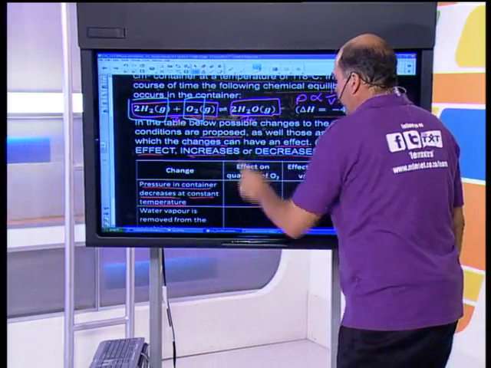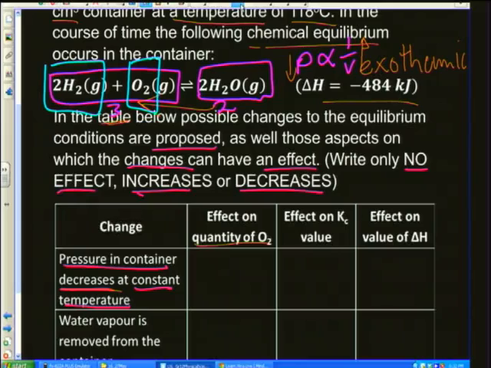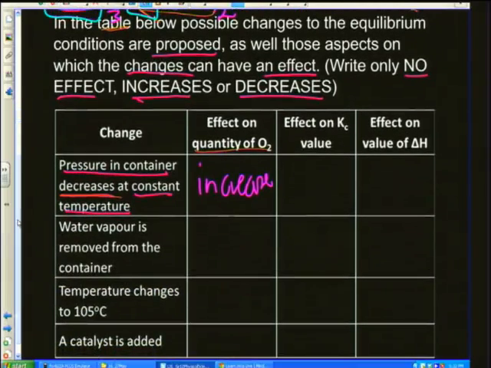So I can confidently say that if we decrease the pressure, we're going to need to increase the volume. We're going to favor the reverse reaction. We're going to increase the concentration, or not the concentration, but the quantity here. We can't talk about fixed volume because we are changing the volume.